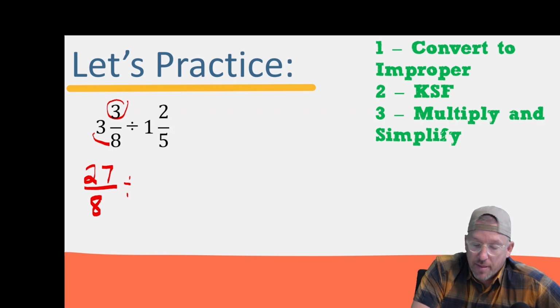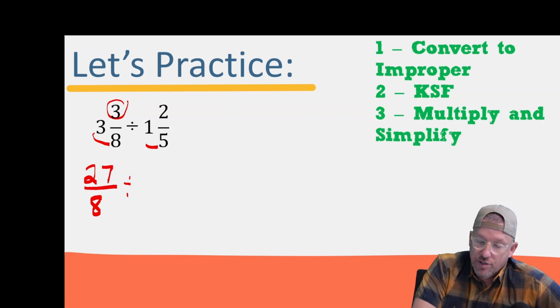All right, 27. And we keep our denominator. Divided by. Then 1 2/5. What's 1 times 5? That's 5. Add the numerator. That's 7. Divided by 5. Now what we need to do is what? Keep, switch, and flip. So we're going to keep that 27/8 as it is.